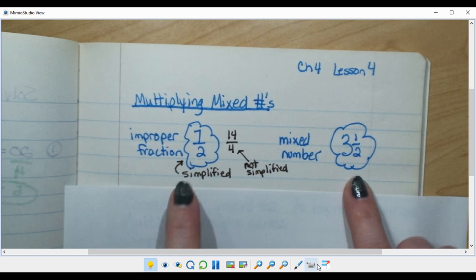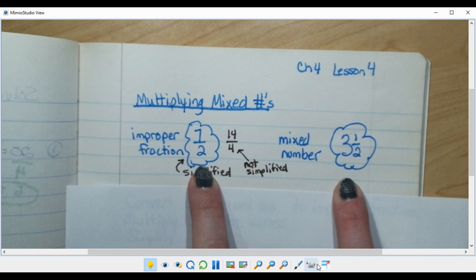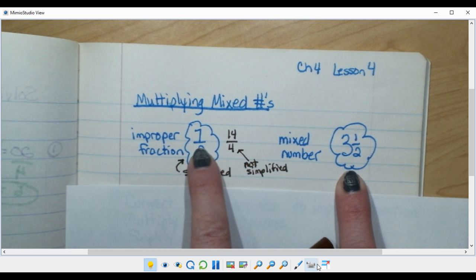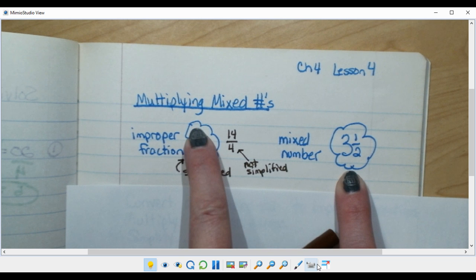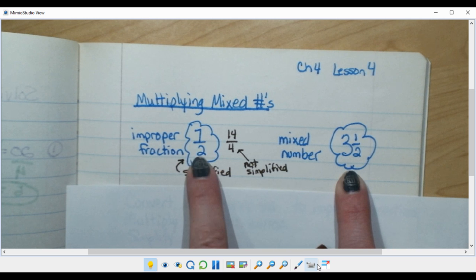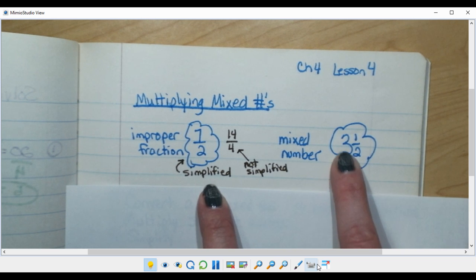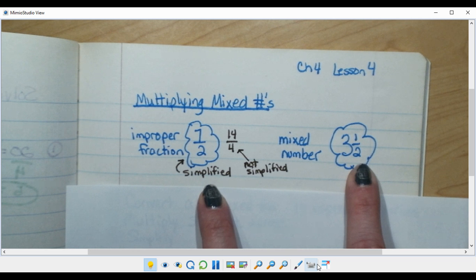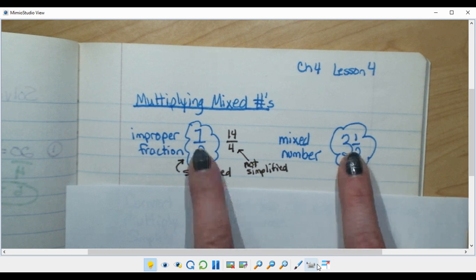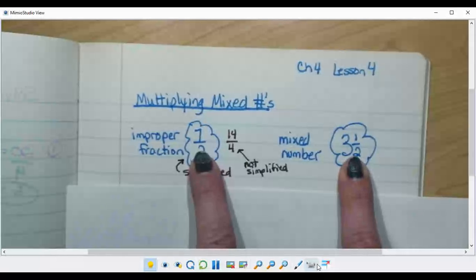So in the two little bubble clouds here, I've given an example. These are equivalent. 7/2 and 3 1/2 are equivalent. This is the improper fraction. The numerator, or the top number, is bigger than the denominator, or the bottom number. Where over here, we've switched it so that we've got a whole number and then some kind of fraction left over. All right, but these two in the bubble are equivalent.